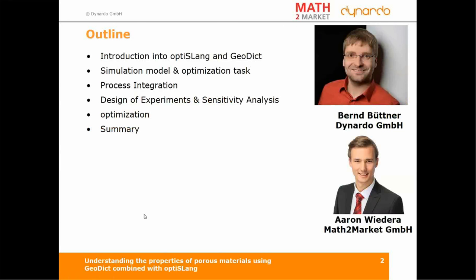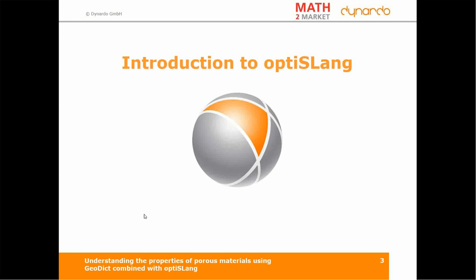At first we want to present optiSLang and GeoDict a little bit, and then we want to go into the details of the simulation model and the optimization task. And then we want to check the process integration and the design of experiment, as well as the sensitivity analysis. And then we want to go on with the optimization and a little summary. So first of all, this little look into optiSLang.